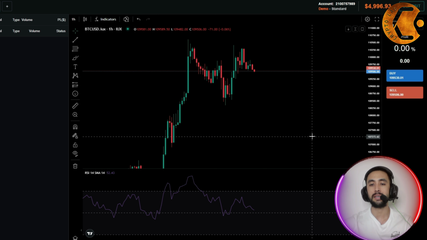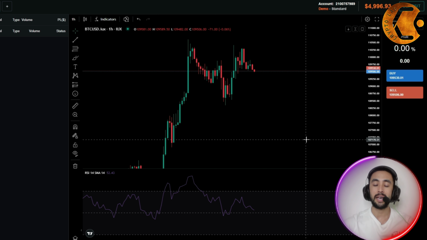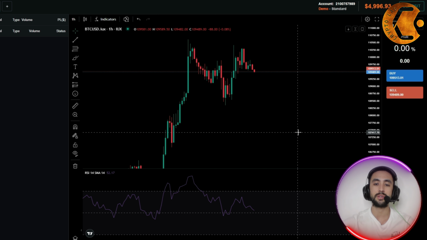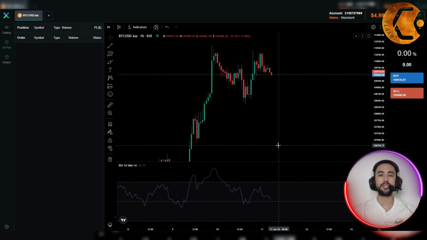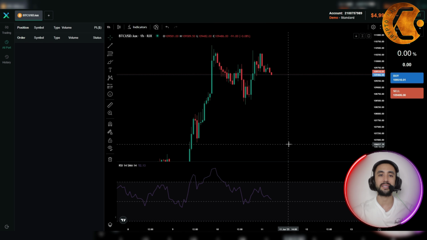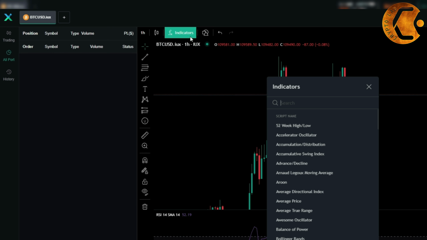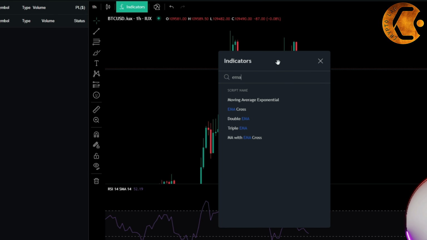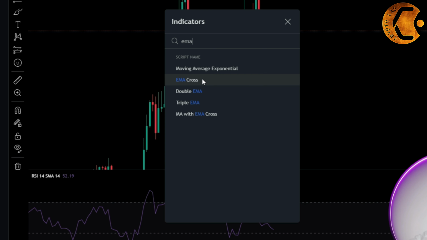Overbought, generally speaking, means that you'd want to sell when it's overbought, and when it's oversold, below 50, you generally want to buy. But we're not just going to make any rash decisions based off that one single indicator, guys. We're going to go to indicators again and use an indicator which I personally really love using in combination with the RSI, and that is the EMA Cross.